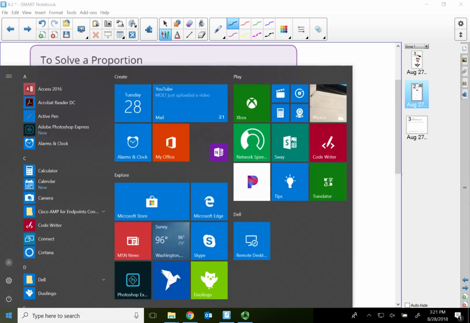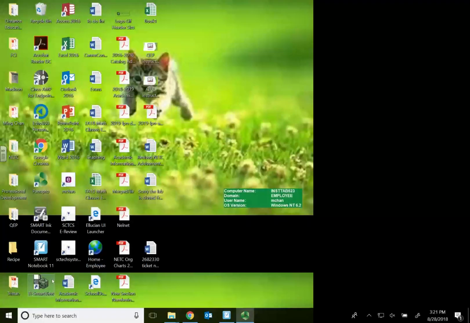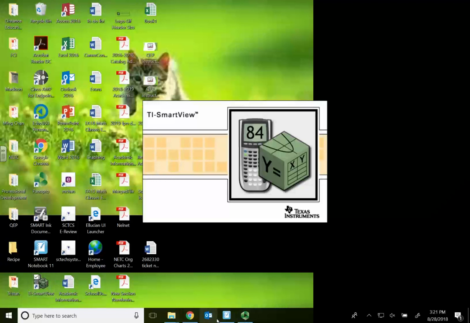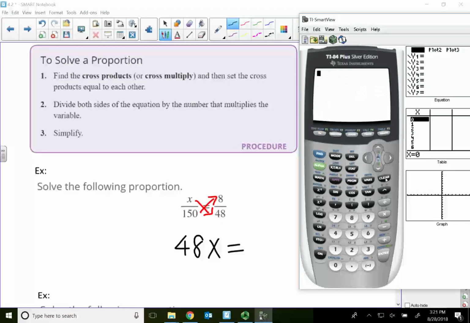Let me go ahead and get my calculator out. Oh, I apologize. Excuse me. I meant to get my calculator up earlier. 150 times 8. That'll give me 1200.